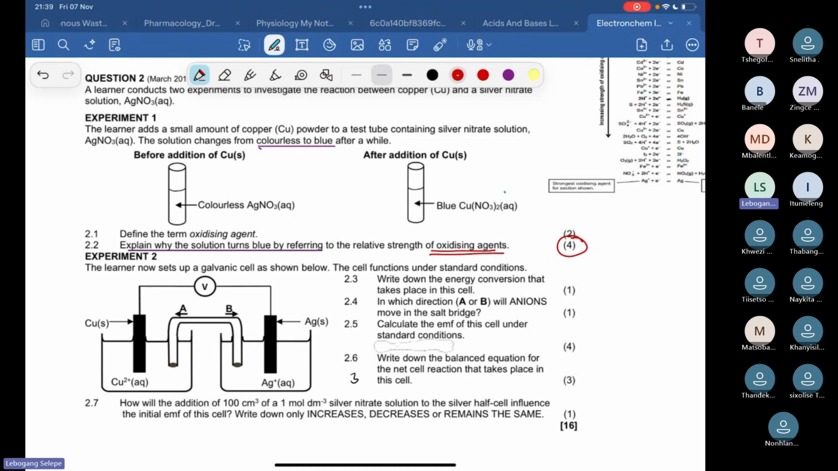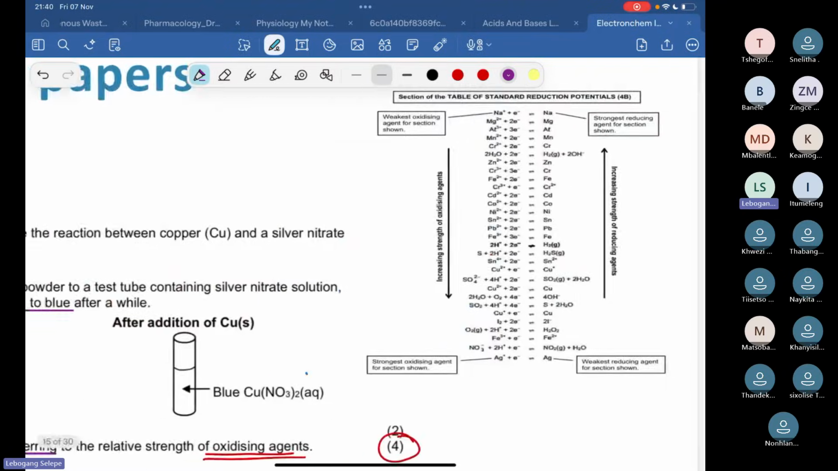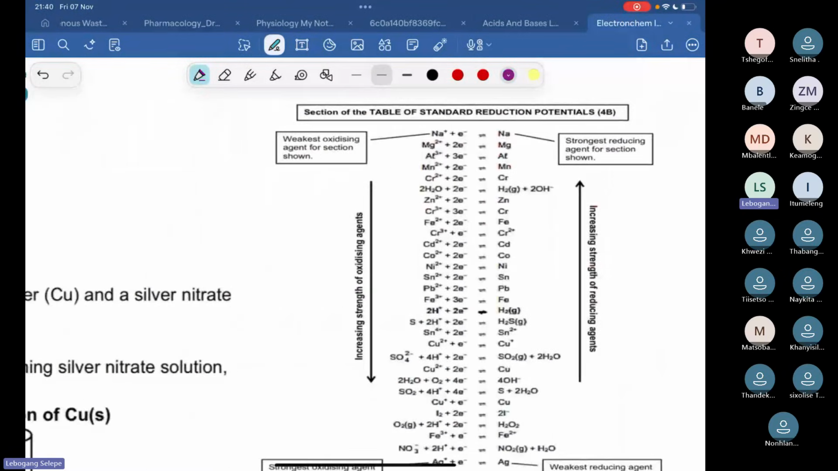So here we have copper, a metal, which is a solid. Then we have AgNO3. Remember, AgNO3 would separate into Ag+ and NO3-. So we are interested in the positive ion and the metal. The negative one is just the spectator. So now explain why a reaction takes place between copper and Ag+ by referring to the table. You can zoom it in so that you can use it.